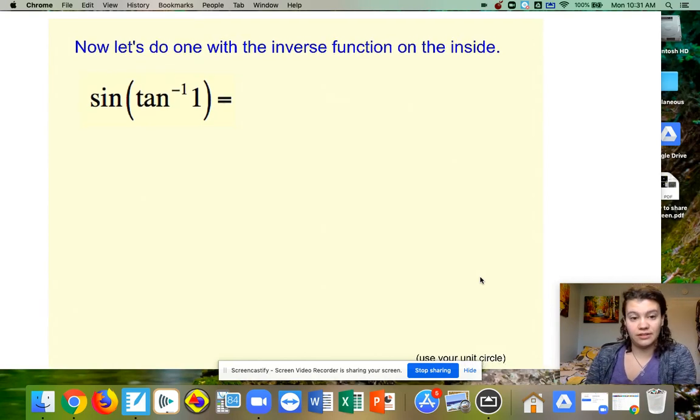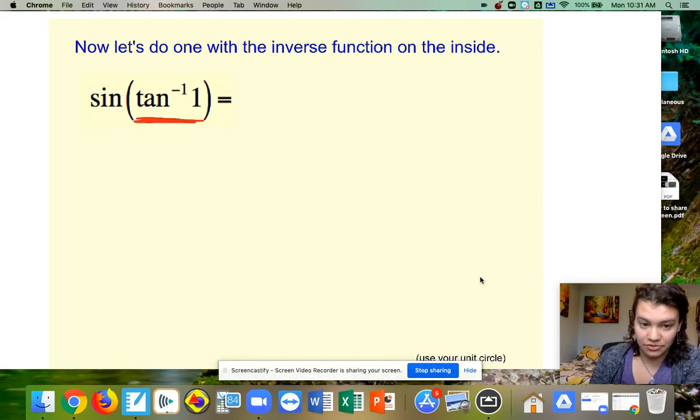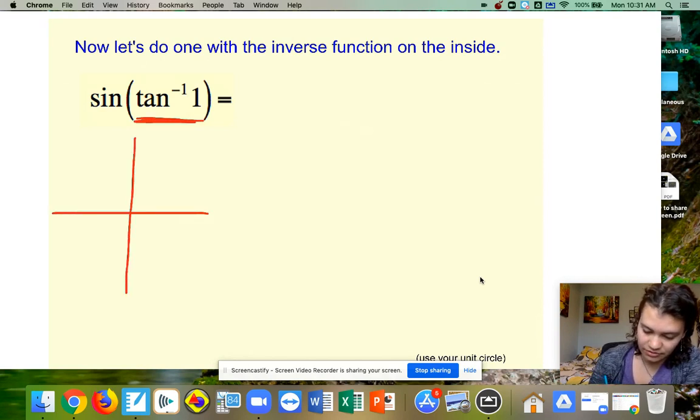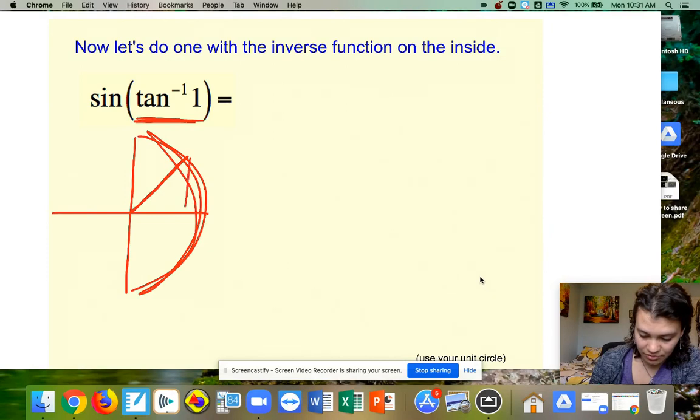All right, so now doing the opposite way. We have the inverse on the inside. You're still going to do the parentheses first. So here is our unit circle. Tangent is on the right-hand side. We're positive, so we're going to be up in this first quadrant.